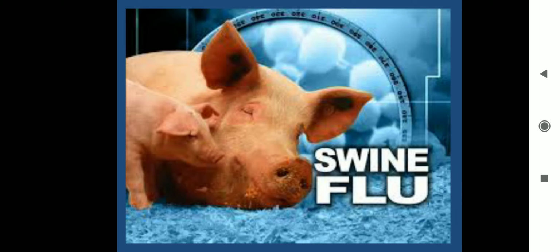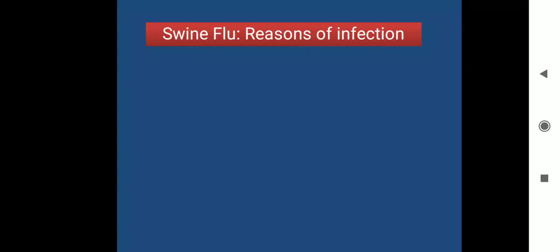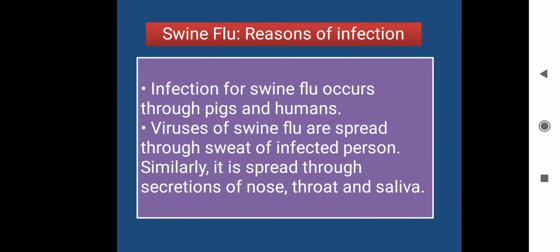Next is swine flu. Swine flu, reason of infection. Infection for swine flu occurs through pigs and humans. Viruses of swine flu are spread through sweat of an infected person. Similarly, it is spread through secretions of the nose, throat and saliva.